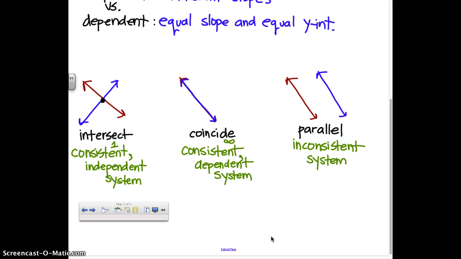Being able to describe what you see and classify it is an important piece of information. This is basic information on systems: what they are and how we talk about them. Now we're going to get into solving. There's 3 ways to solve, so we'll have 3 different things to talk about.